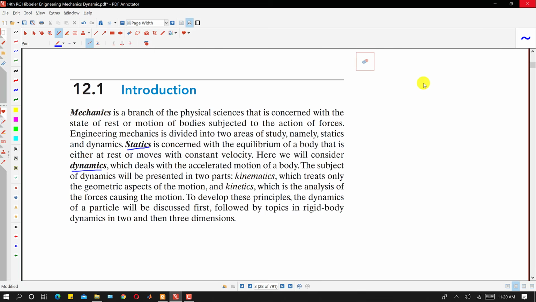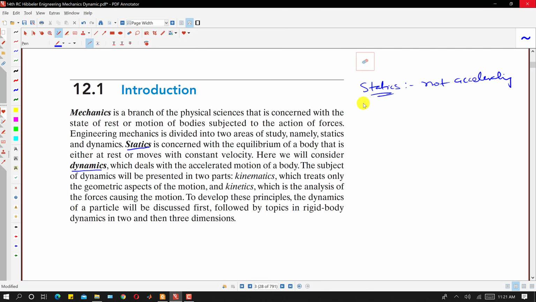So we can say that statics is the study of those bodies which are not accelerating, right, whose velocity is not changing. Whenever a body is in equilibrium, its acceleration will not be changing, it will always remain the same. So we can write that statics is the study of bodies which are not accelerating.